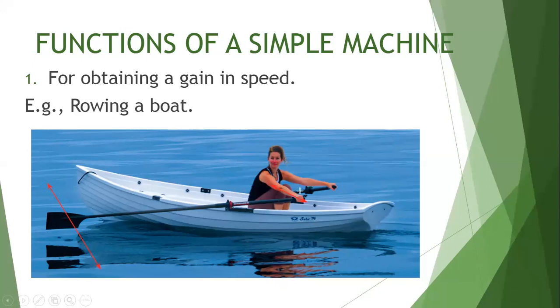Getting it? Assume this end moves 20 centimeters, so the other end may move 200 centimeters. So by moving one end of the machine by 20 centimeters, the other end is moving 200 centimeters. What we are getting is that this will move faster, and due to that the boat will move faster. The oar is an example of a machine, and we are using it as a gain in speed.